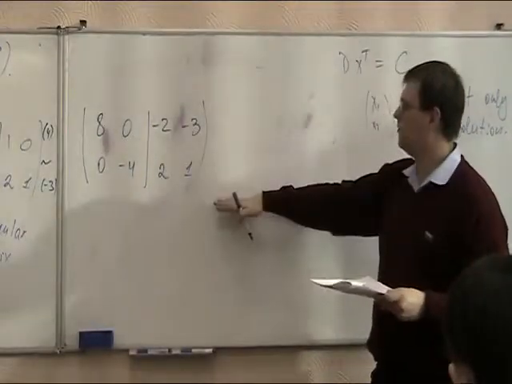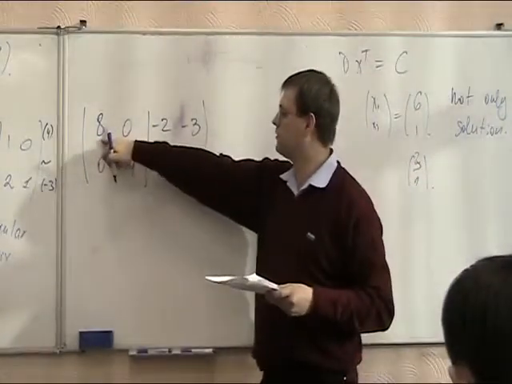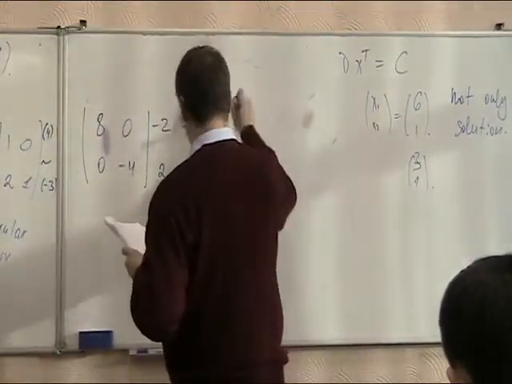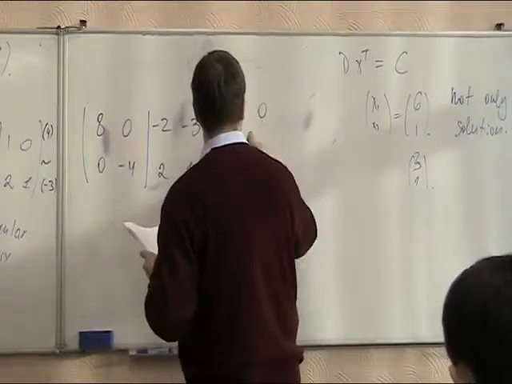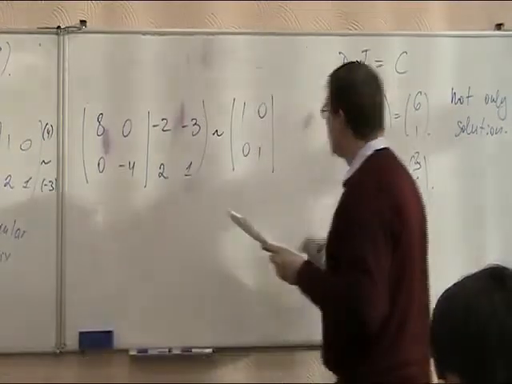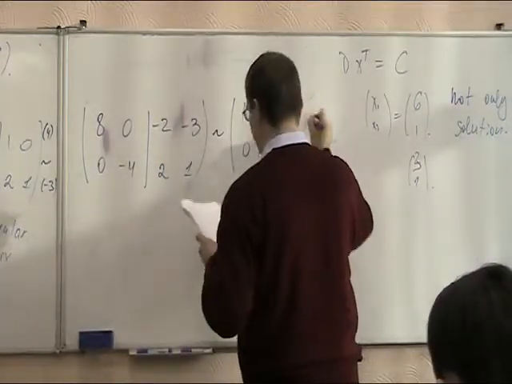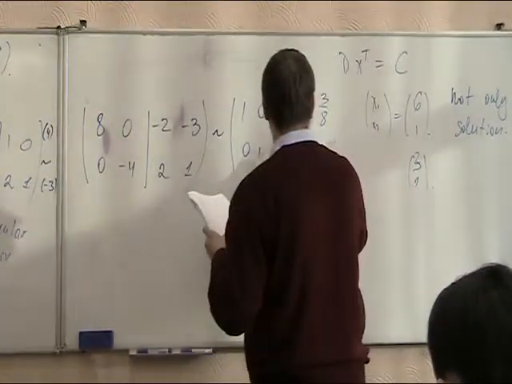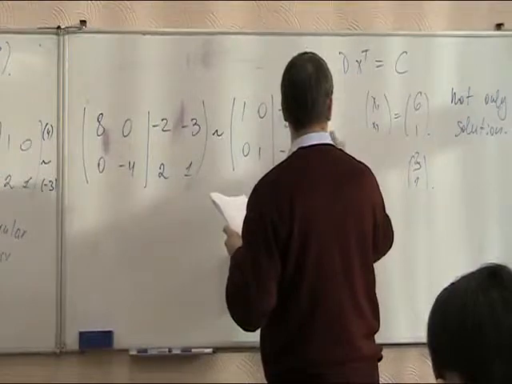Then we divide the first row by 8, the second row by -4, and here's what we get. 1, 0, 0, 1. Here we get -2/8, -3/8, -4/8, -2/8.